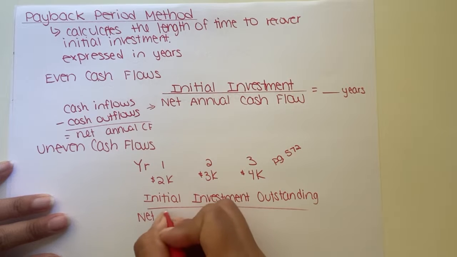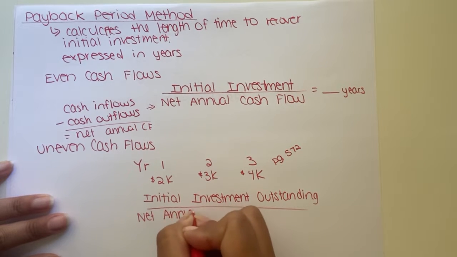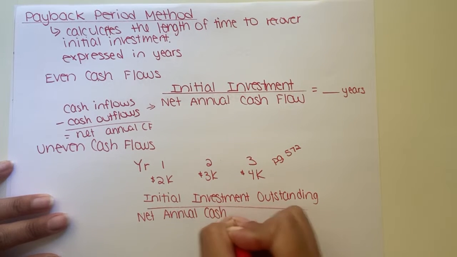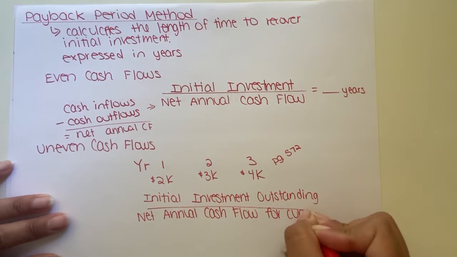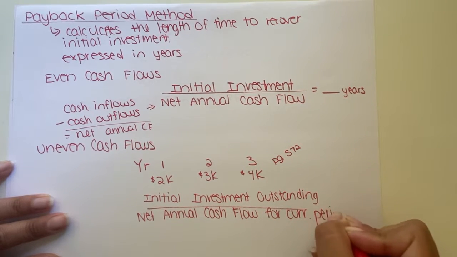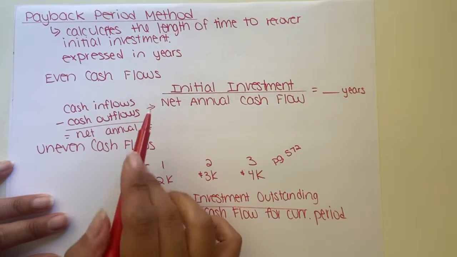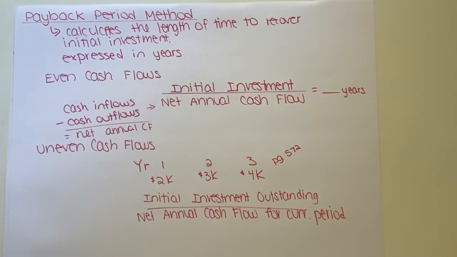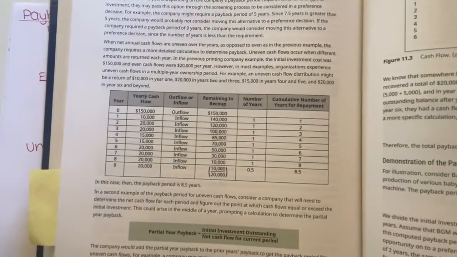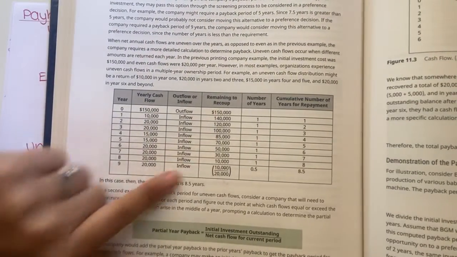And then your denominator is the net annual cash flow for the current period. So it's very similar to the formula we had for even cash flows, initial investment, but now it's just the portion that still needs to be covered, what's outstanding, divided by your net annual cash flow, but just for the period. Okay, and that helps us get the fraction of the year. And again, you only have to do it if it's a situation like this.